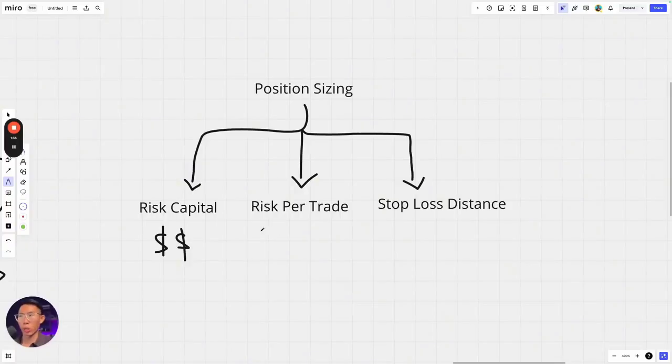Next, we talk about risk per trade. We should risk about 2% to 3% per trade. For this scenario, let's just stick to 2%, that's my standard. Now, the stop loss distance. This is a little bit tricky because we don't have a fixed predetermined number of pips for our stop loss. And that is another point I want to make.